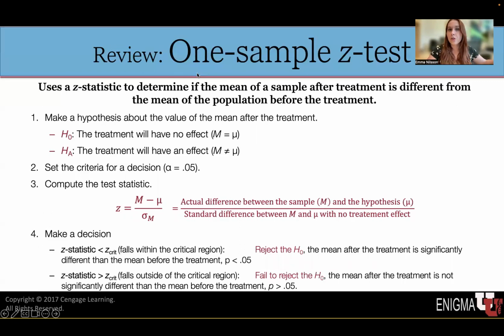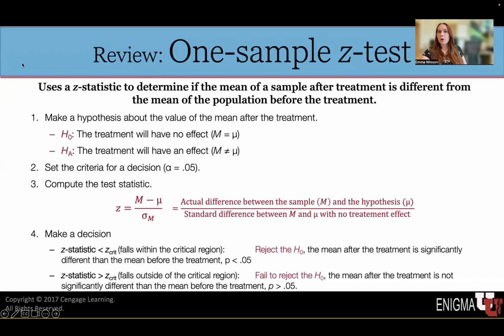As another review, the one sample z-test was the hypothesis testing that we learned about in the last lecture. It was the most rudimentary, simple, I guess, hypothesis test, and it's going to be a good background for learning about null hypothesis significance testing, which is the new test we're learning about today. This one sample z-test, remember, we used a z-statistic to determine if the mean of a sample after treatment is different from the mean of the population before treatment. Those are the two things that we're comparing.